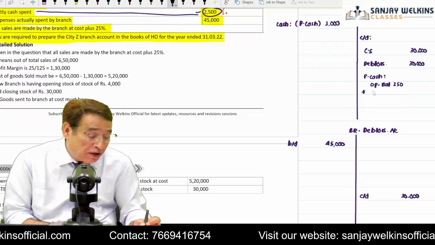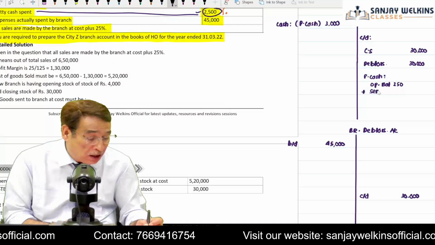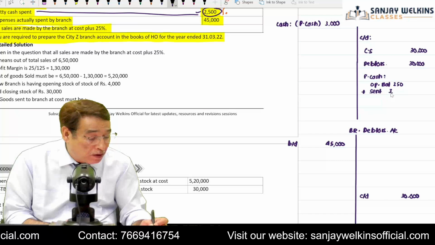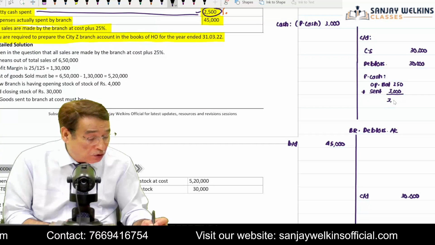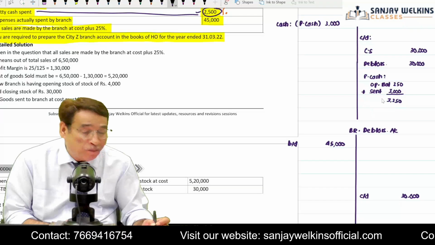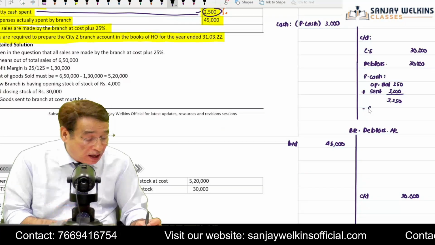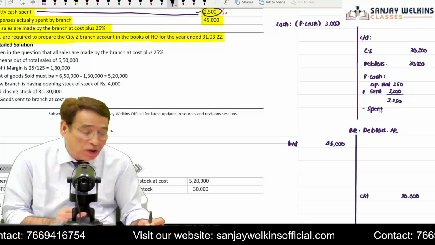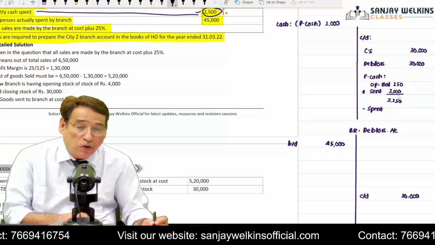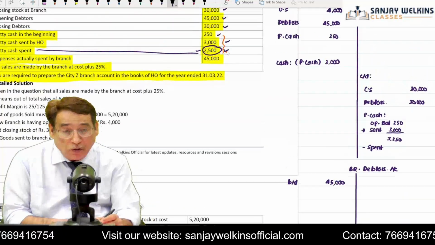And in the current year, we have sent 3,000 worth of petty cash. So that means total petty cash available with the branch is equal to 3,250. Now, I will write here spent. Spent means petty cash expenses. Out of 3,250, branch manager has spent 2,500.